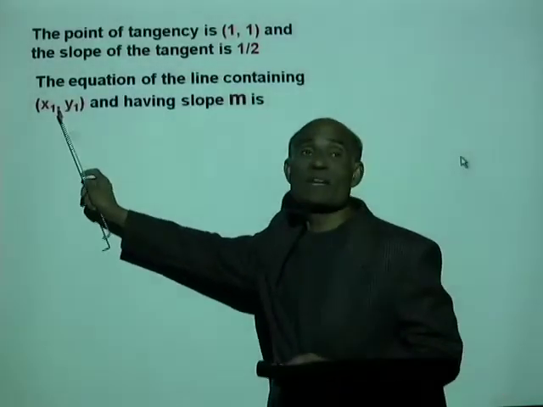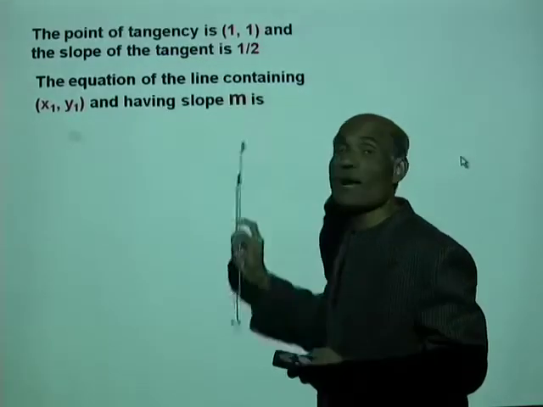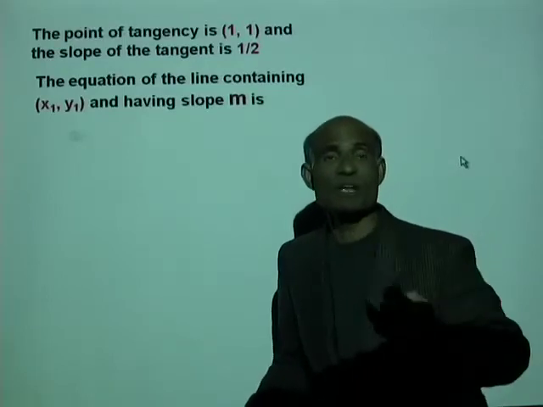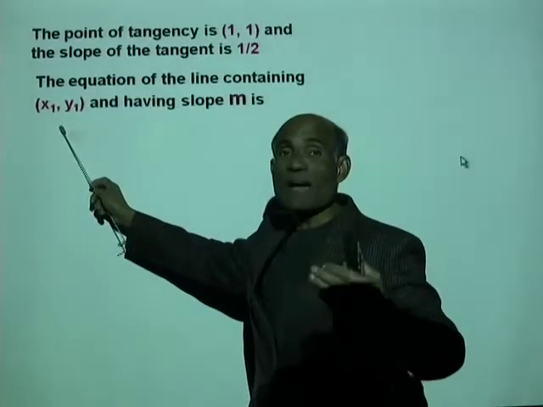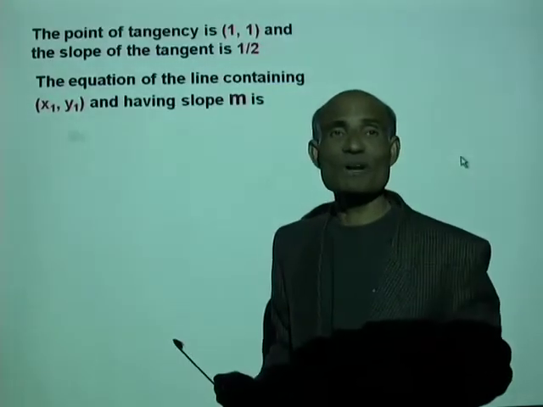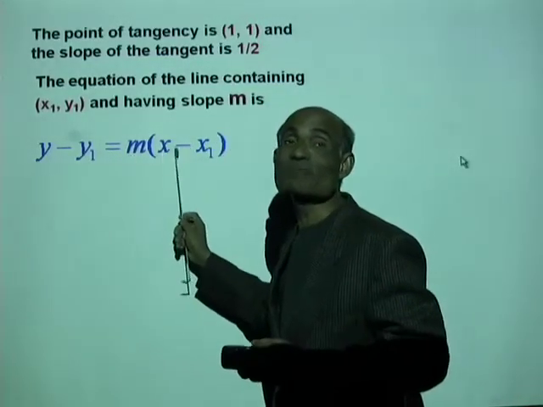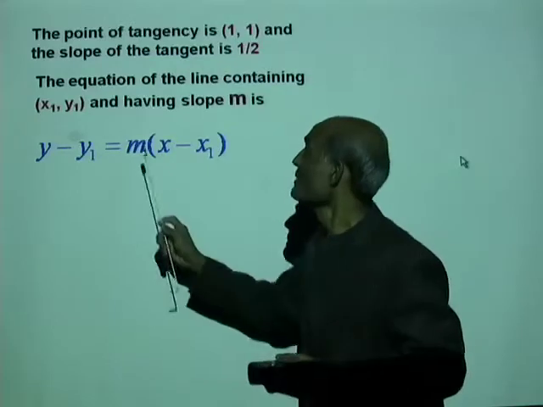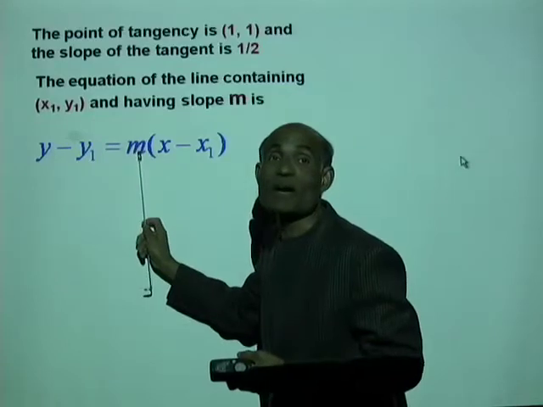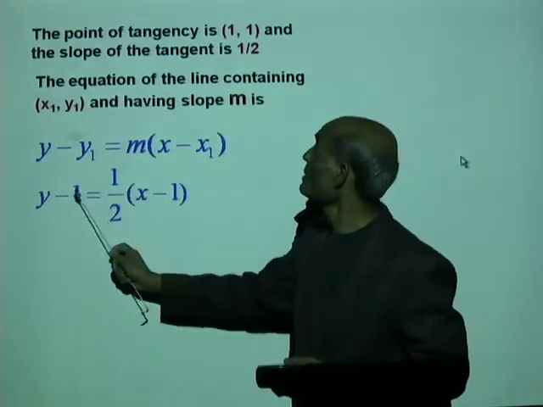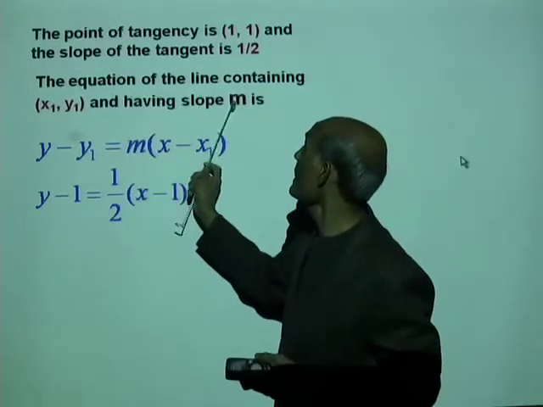The equation of the line passing through the point x1, y1 and having a slope m is, how many of you can tell me? The equation of a line that has a slope m and passing through the point x1, y1 is y minus y1 equal to m times x minus x1. We know x1 is 1, y1 is 1, and m is 1/2. There you go. So y minus 1, that's your x1, y1, and that's your m value.